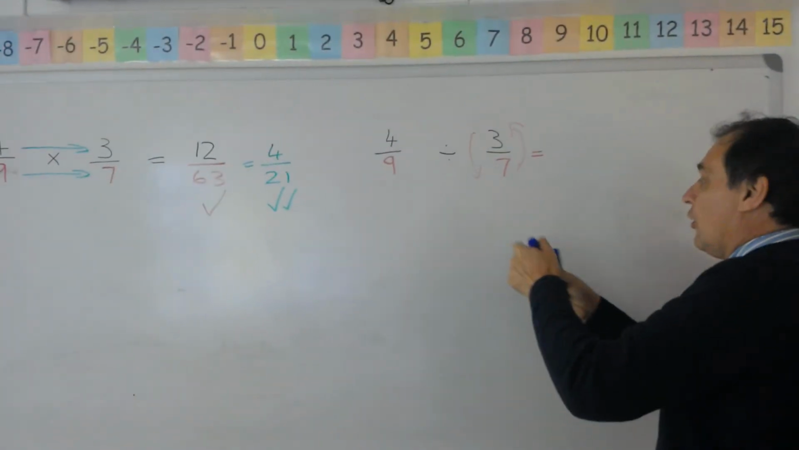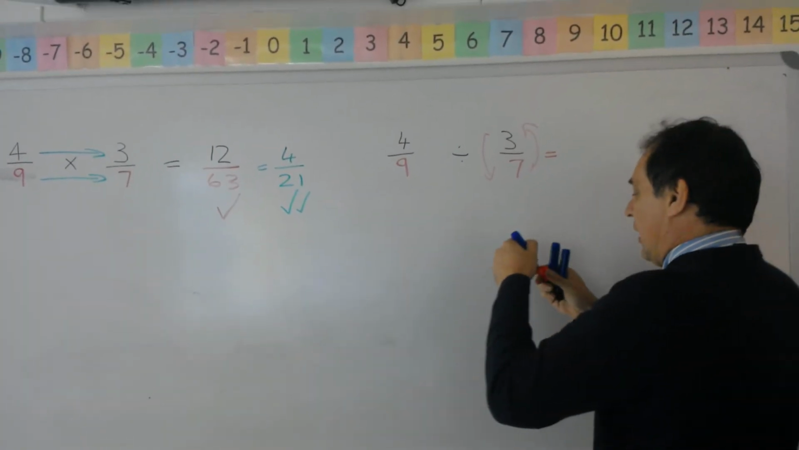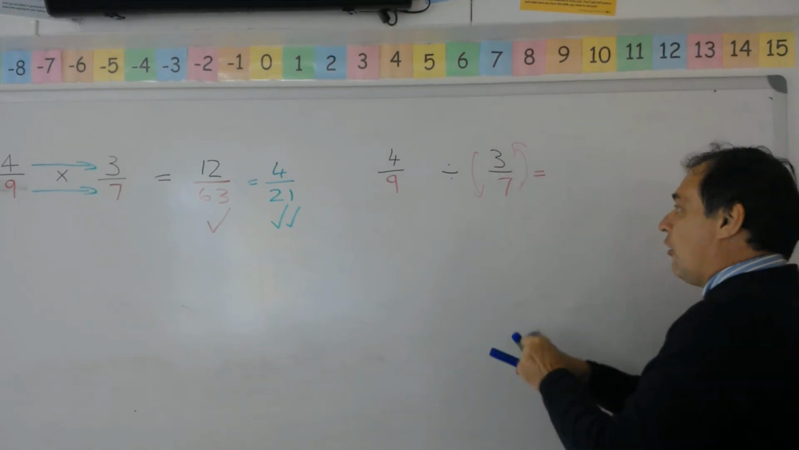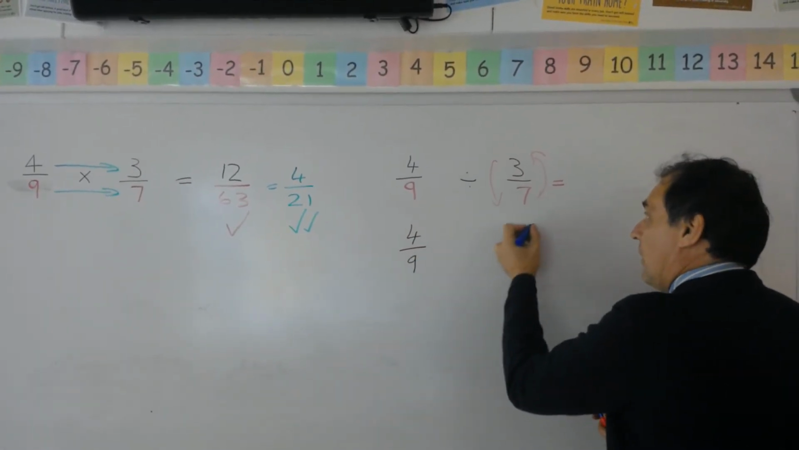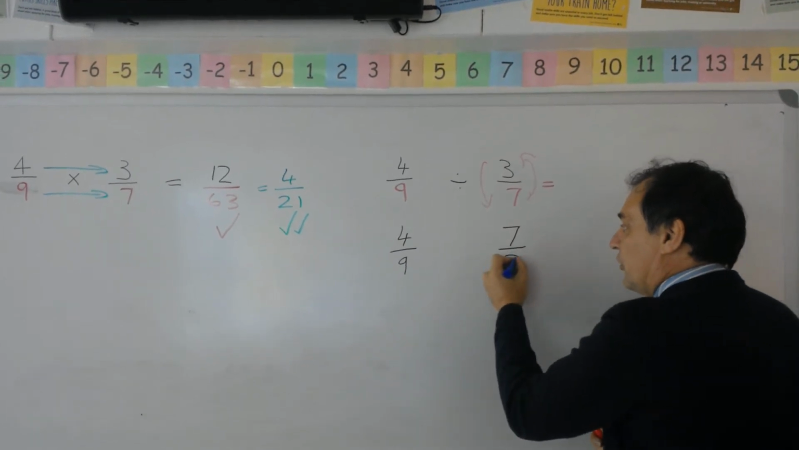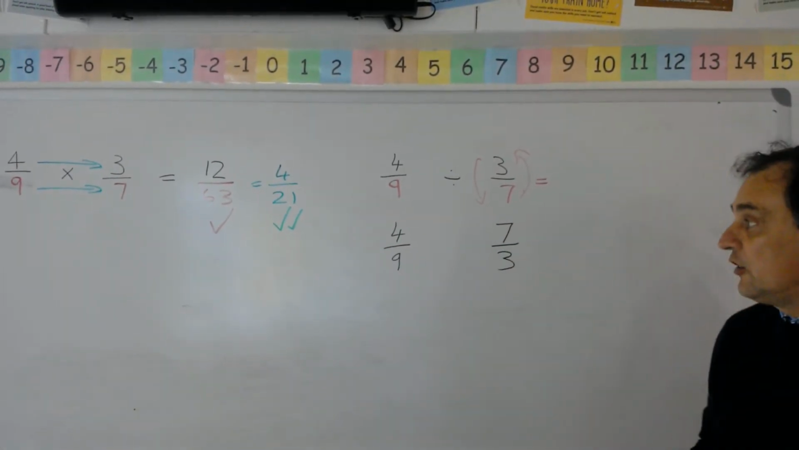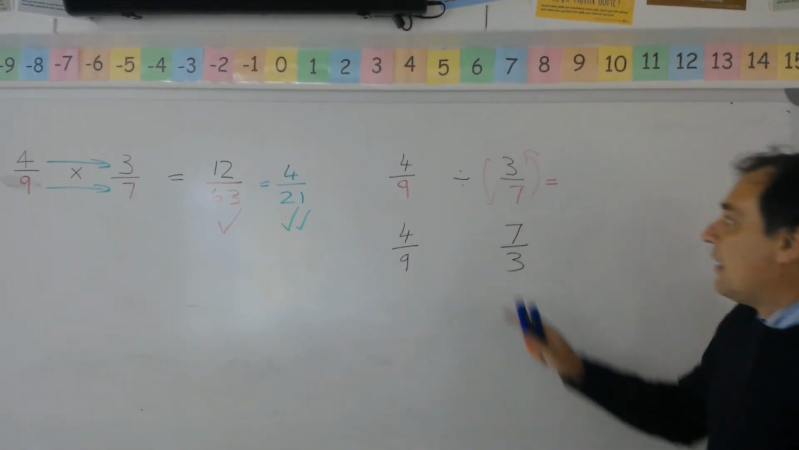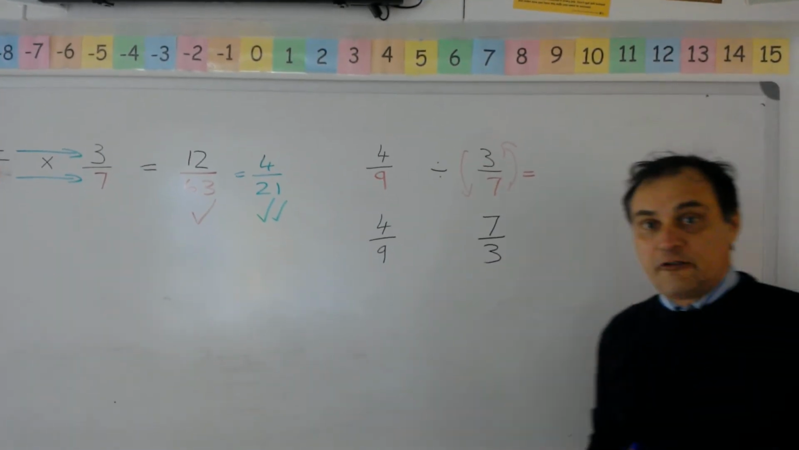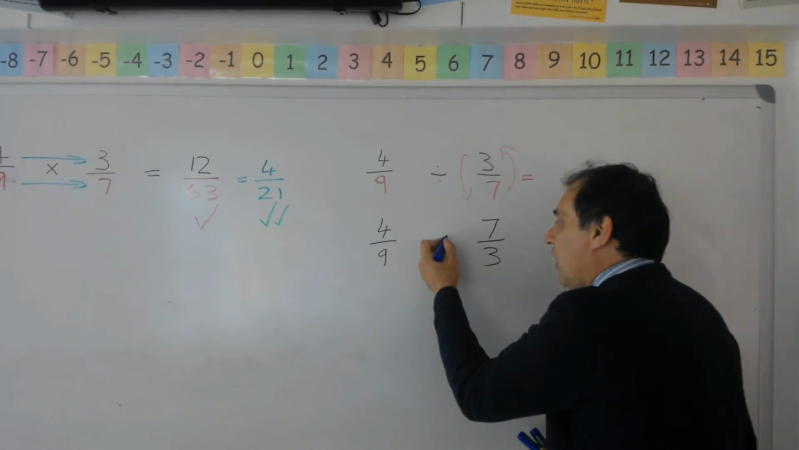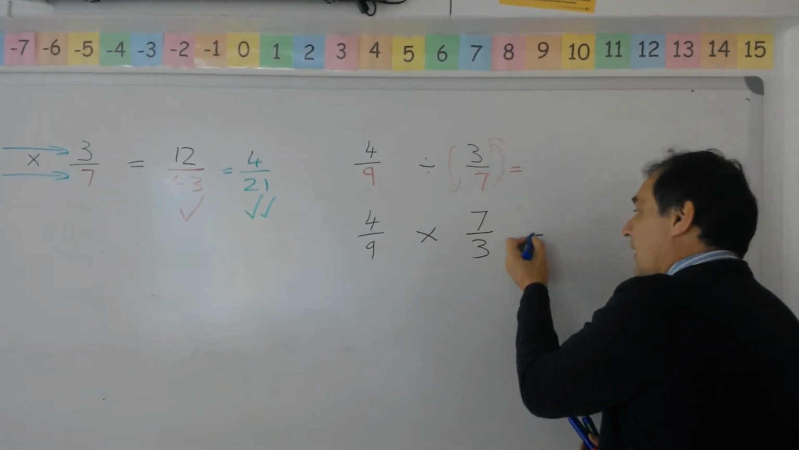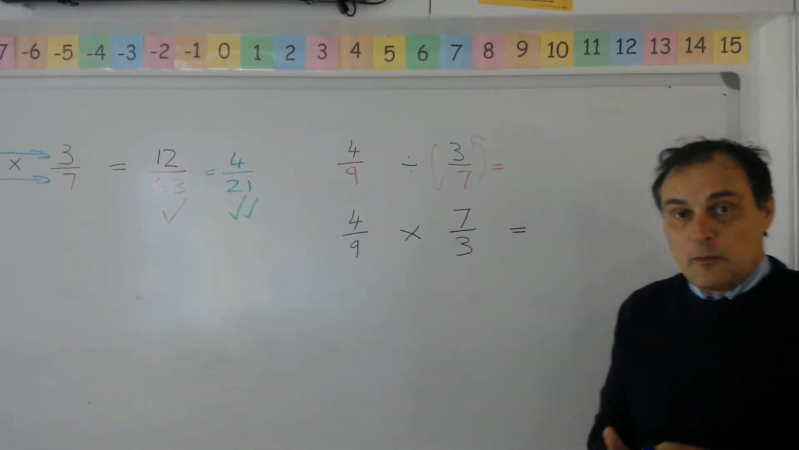Thank you. Right. So our new sum will look like this. It will look like 4/9, and then we've got the 7 over 3 because we've turned that fraction upside down. Please don't do it again. Now, once we've turned the second fraction upside down, we replace the divide sign with a multiply sign. And then we do it in exactly the same way as before.